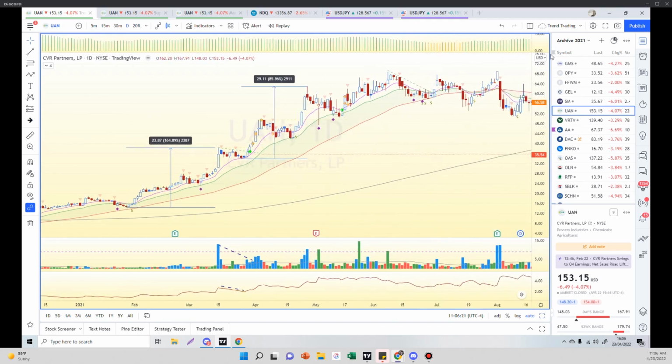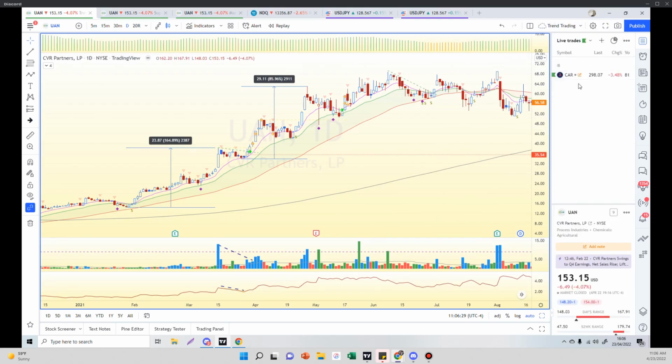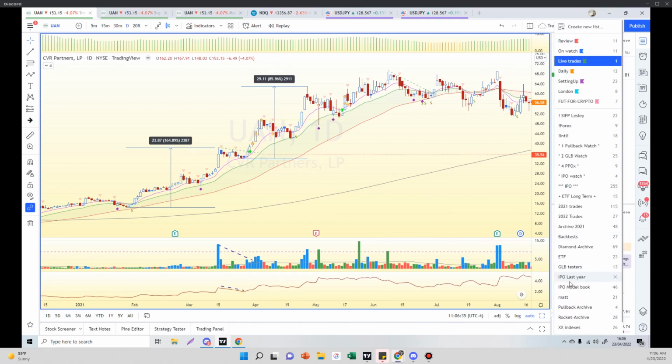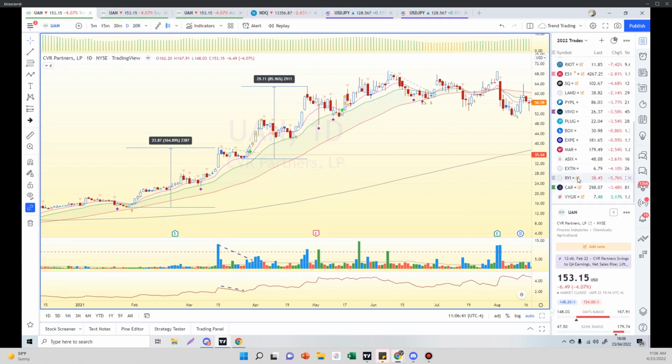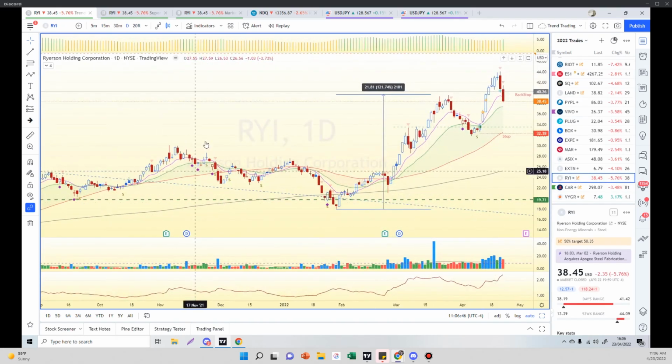But that's another one. I don't want to overdo it, so I'll have a look at some of the ones from last week. High tight flags, where the archive 2022 trades. So there's a few here. Try and go to the end. RYI, the first one that I was in, and I got taken out of that on Friday. Yesterday. In fact, no, it wasn't. It was Thursday near the close.